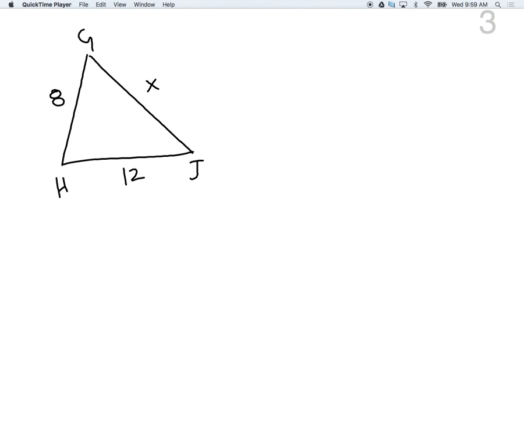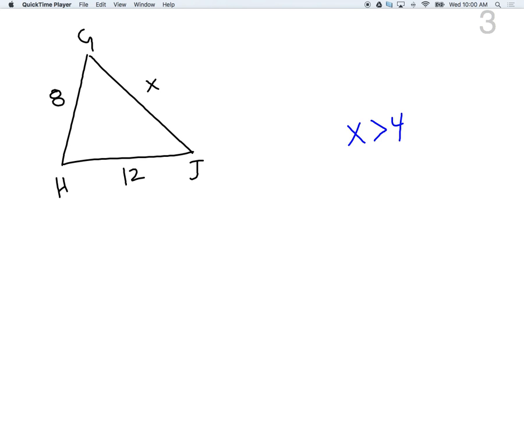Hey, what about 300? Jalen? Does 300 work? Yeah. Well, 300 would make GJ the longest. Oh wait, no, it wouldn't. All right, let me write this down before we lose track. So you're saying that X has to be greater than 4, right, Jalen? Yes. Okay, good.